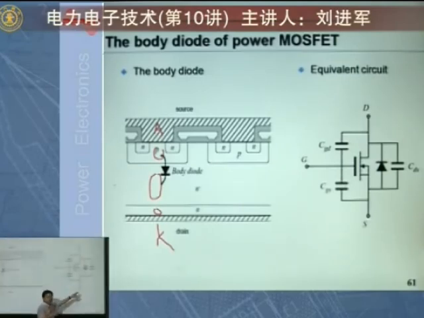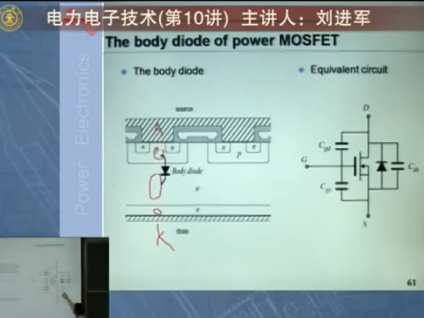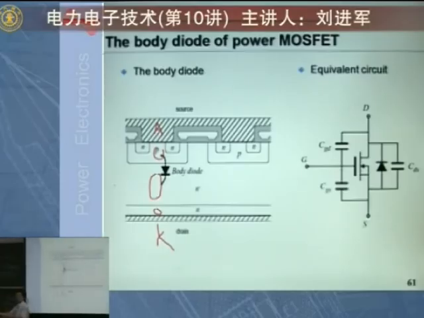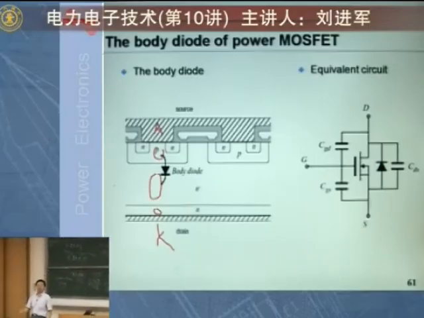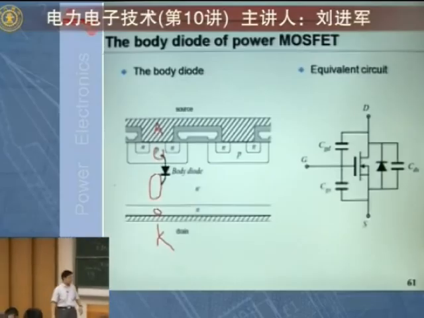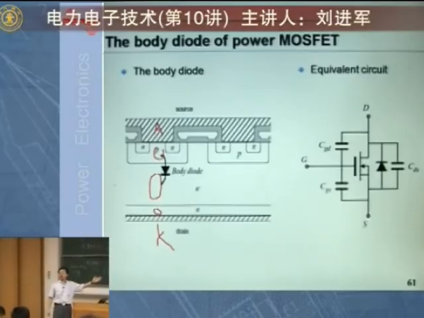So if you draw the equivalent circuit, a MOSFET actually has a parasitic diode, anode terminal connecting to the source, cathode terminal connecting to the drain. So by nature, when you build a power MOSFET, you are actually also building another diode, an anti-parallel diode with the MOSFET. Always pay attention to this. For MOSFET, you always have this. When you use power MOSFET, you always pay attention to that. There's always a parallel body diode along with MOSFET.